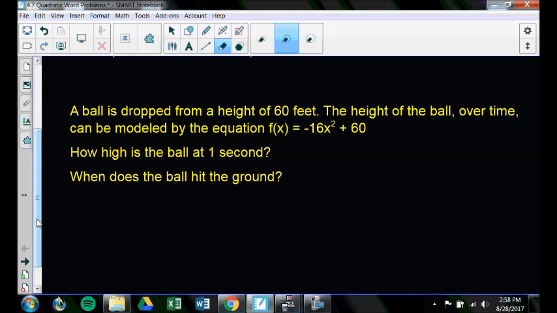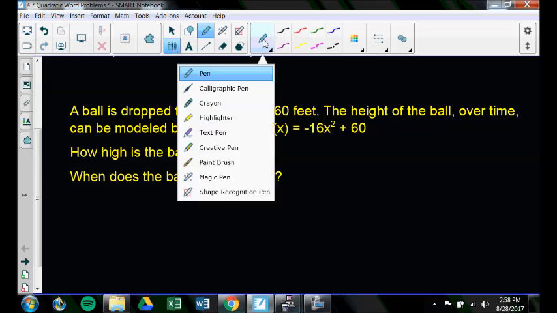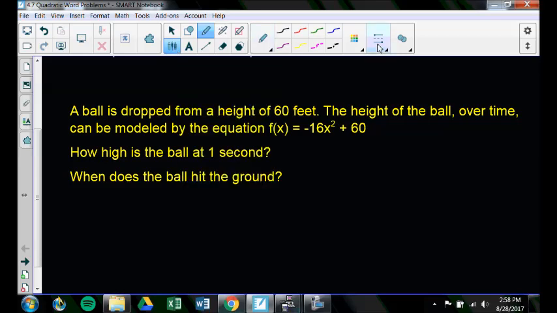So let's say that a ball is dropped from a height of 60 feet. And the height of the ball over time can be modeled by the equation f of x equals negative 16x squared plus 60, where x is going to represent seconds after the ball has been launched or thrown. I could have written all that down while I was saying it. X is going to be the number of seconds after the ball was thrown. Y represents, oh, I said time, it's not. Y represents height. Height of the ball in feet.